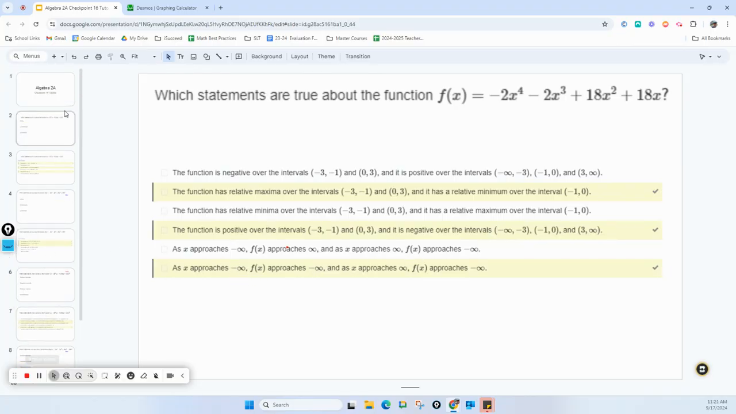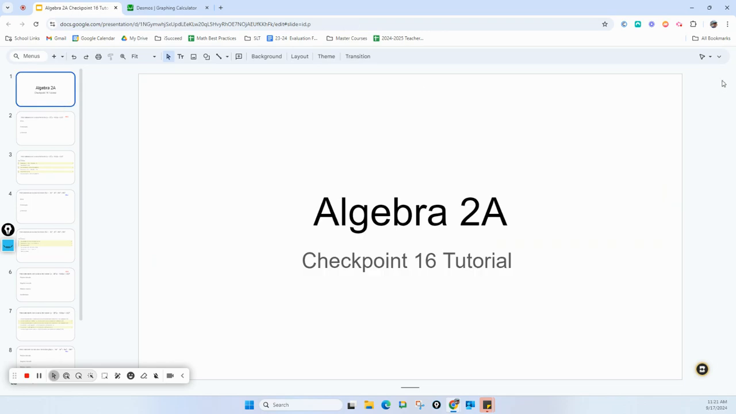So I hope this clarifies a lot for that checkpoint 16. This is probably a longer video, but I hope that it was helpful.